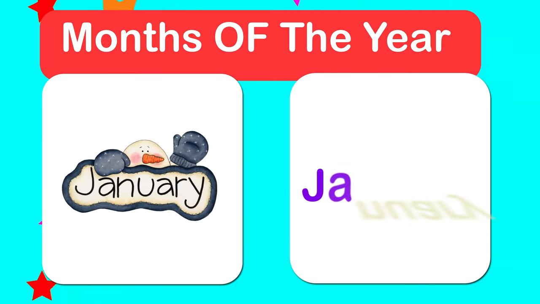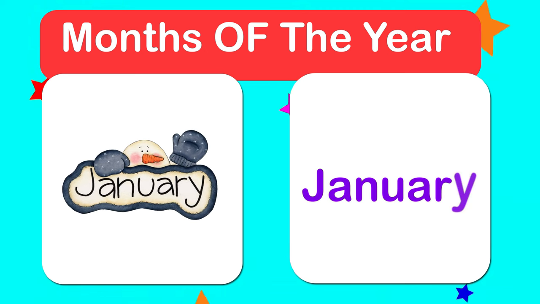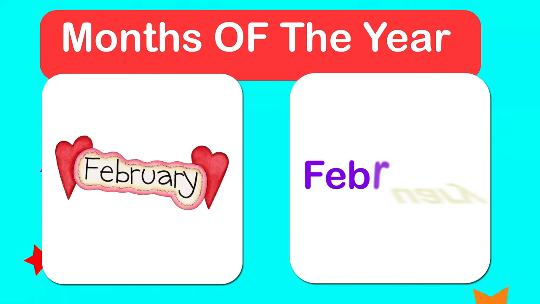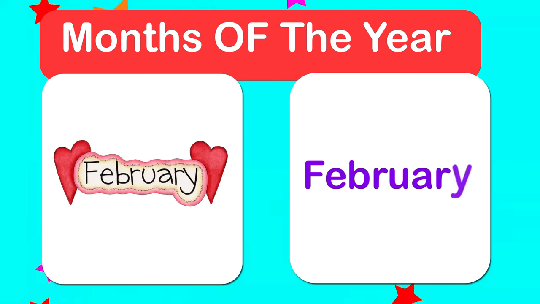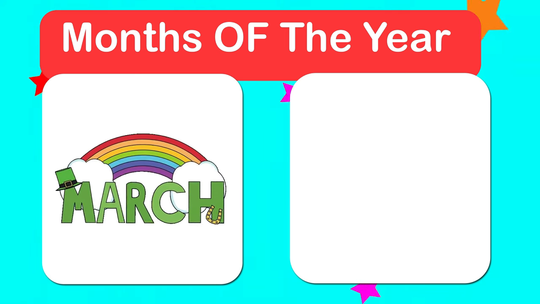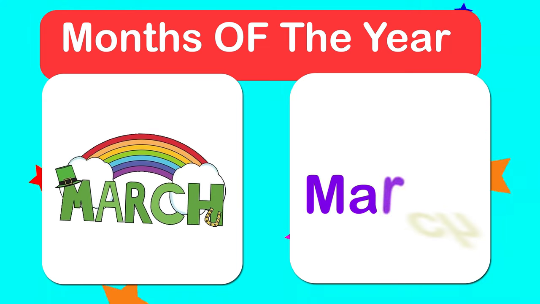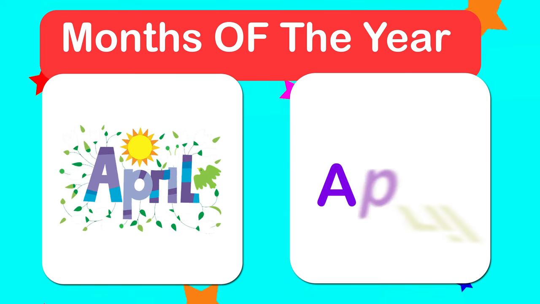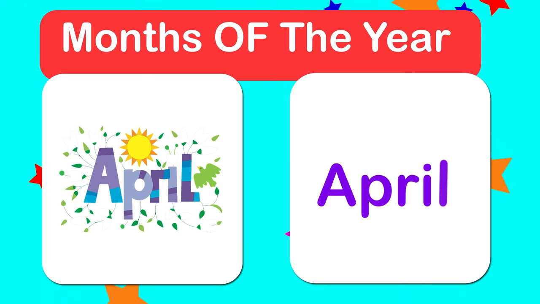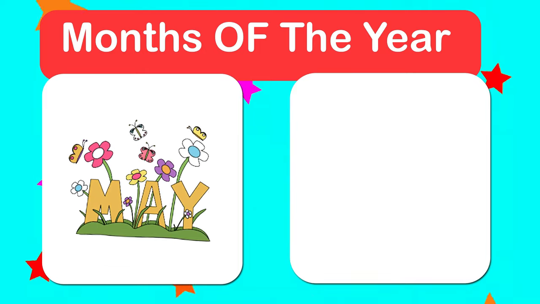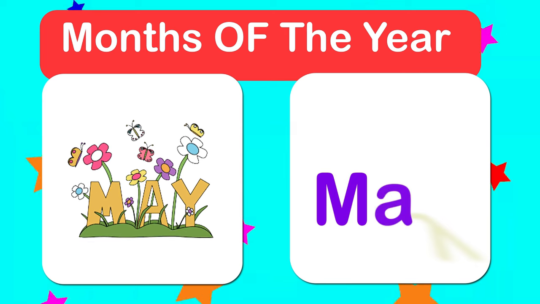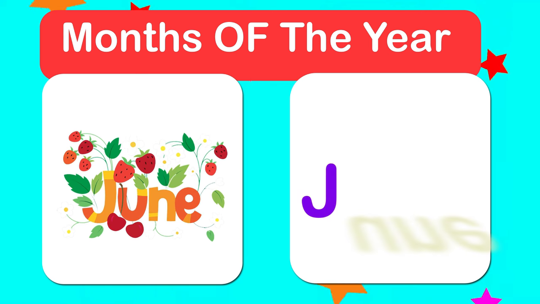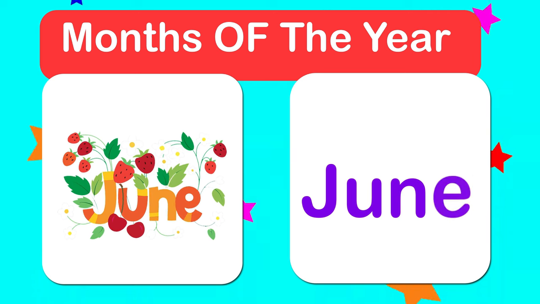January. J-A-N-U-A-R-Y. January. February. F-E-B-R-U-A-R-Y. February. March. M-A-R-C-H. March. April. A-P-R-I-L. April. May. M-A-Y. May. June. J-U-N-E. June.